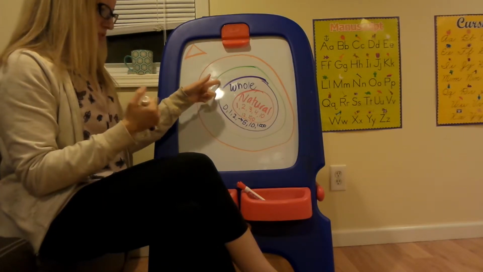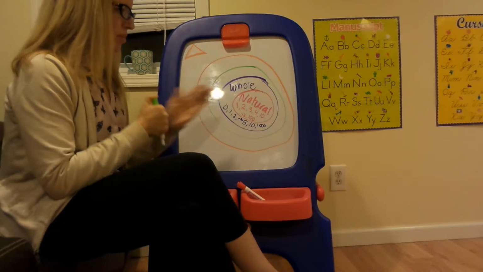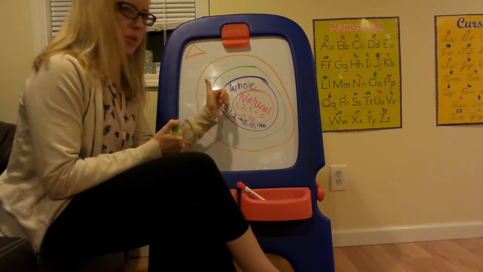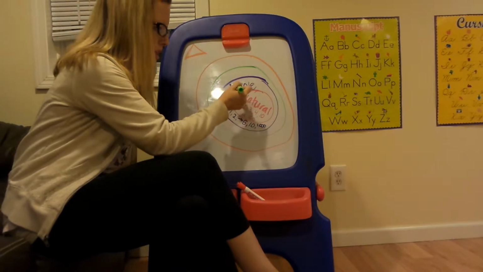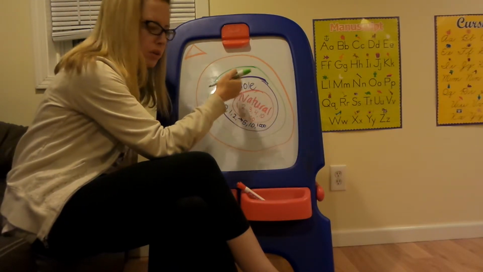All right, this next ring here, and if you notice, natural numbers are included in whole numbers. It's the circle in the middle. It's included in whole numbers. That's why it's inside of it, because all of these numbers are also whole numbers.